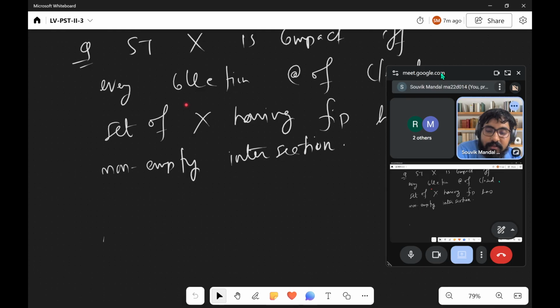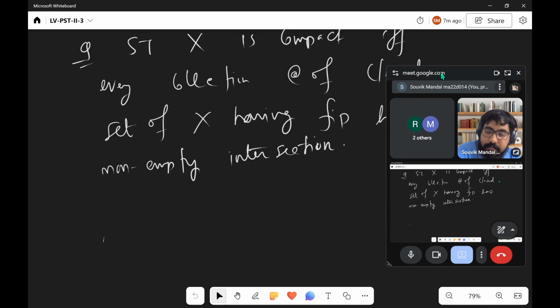So you cannot consider only a single thing. Is it clear? You have to start with an arbitrary collection C which has FIP, and then you need to show that the collection satisfies non-empty intersection. Is it clear or not? Let me know. Yes, sir. Okay, is it clear?